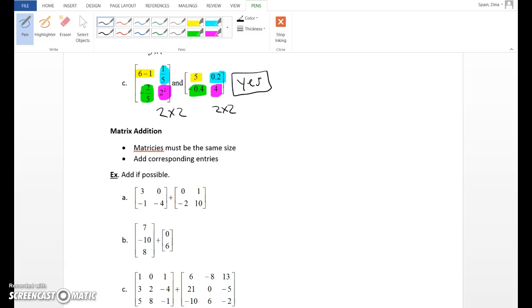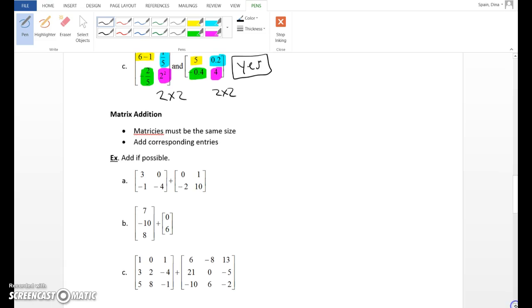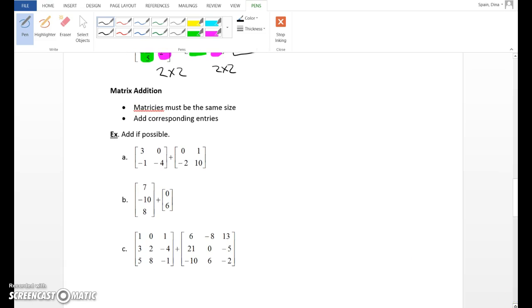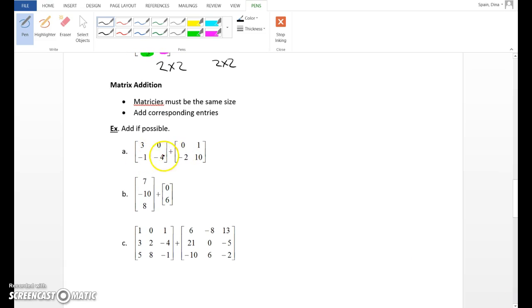That brings us down to matrix addition. In order to add matrices, first of all, they have to be the same size, because if they're different sizes, you cannot add them. And then, in order to add them, you add the corresponding entries. Alright, so you check the sizes first. For part A, both of these are 2 by 2s. You can eyeball that. So what you do is add those corresponding entries.